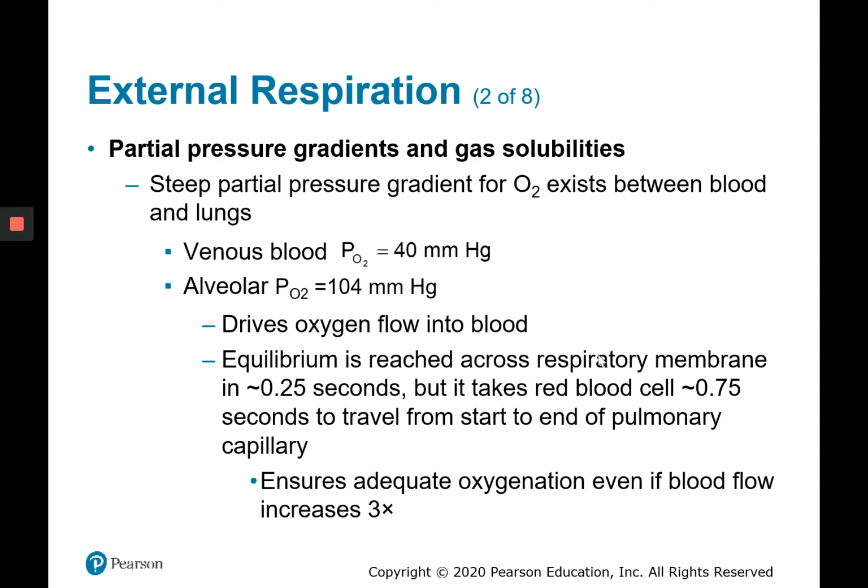We also see that this steep gradient makes oxygen exchange really quick. Equilibrium of gas exchange is reached in 0.25 seconds, and blood actually is able to pass through the pulmonary capillaries in about 0.75 seconds. So in a third of the time it takes for red blood cells to pass through the pulmonary capillaries and participate in gas exchange, we've already gotten oxygen to flow into the blood. So if for some reason blood flow slowed, we could still get adequate oxygenation of the blood.